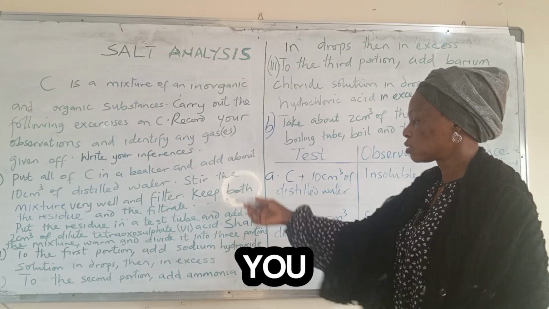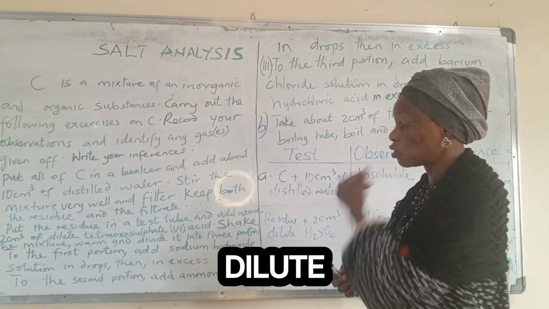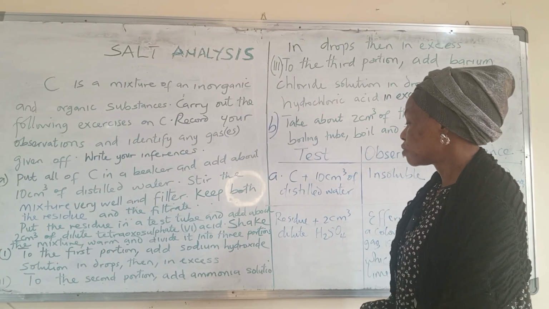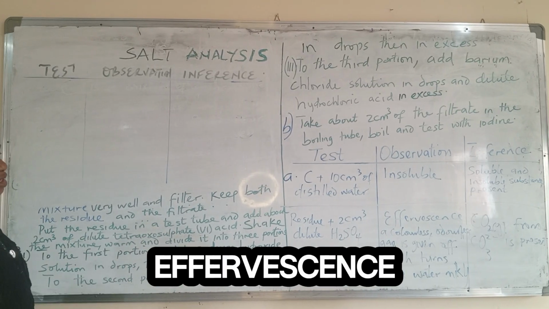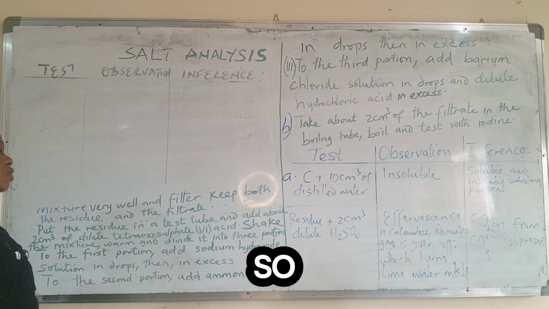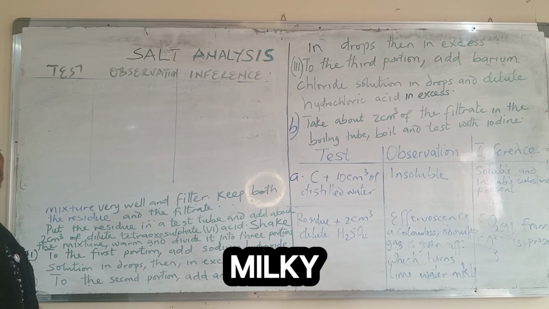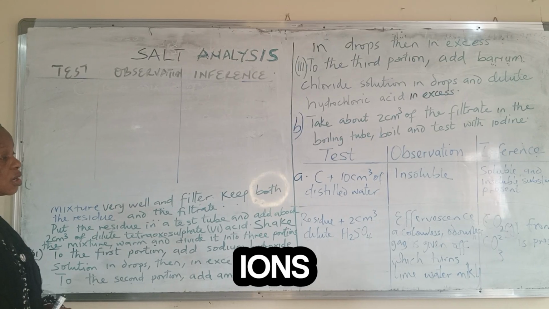That is when you have warmed it and mixed it with 2 cm cube of dilute tetraoxosulfate(VI) acid. Now, as I said, we have effervescence, which means a gas is given off. A colorless, odorless gas is given off, which turns lime water milky. Of course, you have to know that the gas is CO2 from CO3 ions.